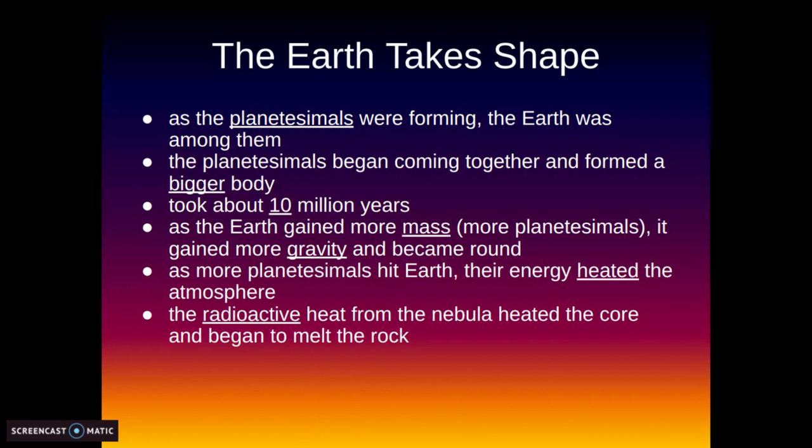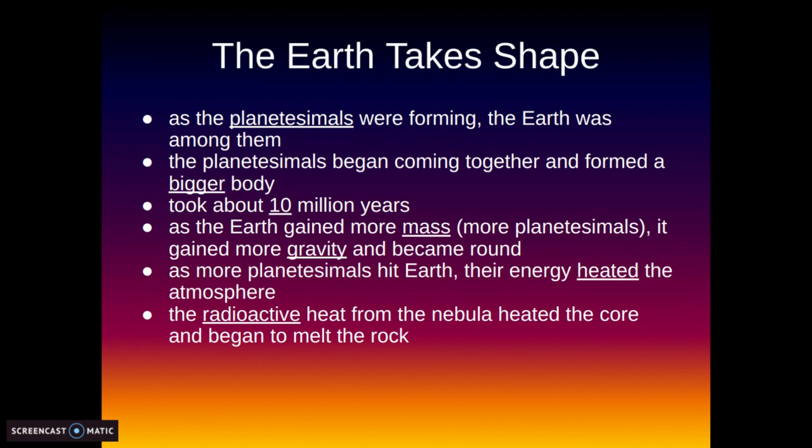So as that dust and gas did that, they would come together, and they were called planetesimals. So those formed, and Earth was among them. So planetesimals are just small chunks of essentially rocks and dust and all the stuff that made the planets, and they came together, and then more of them came together, so they formed larger bodies. And this took about 10 million years.